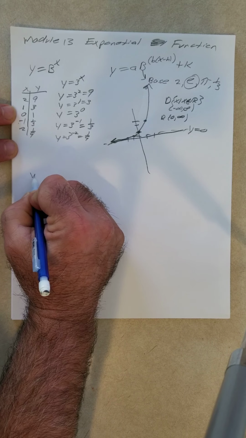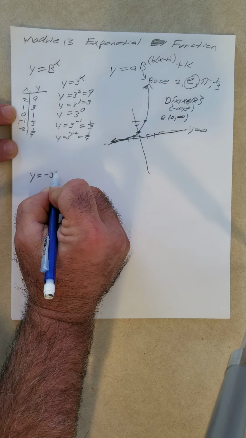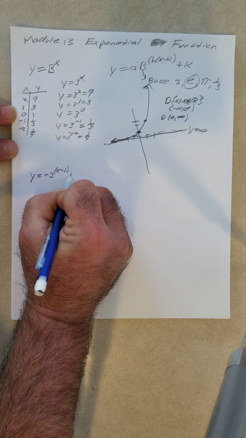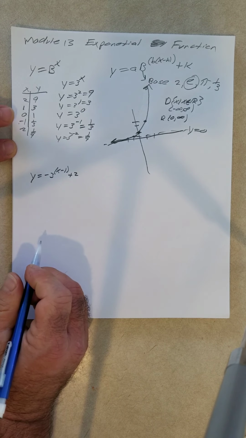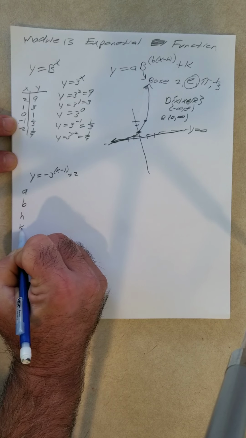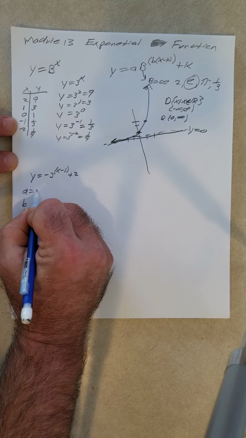Okay, let's take y equals -3 to the, I don't know, x minus 1, plus 2. So we're going to list our transformations, a, b, h, and k. A is out in front of the 3. The 3 is my base, so a is a -1.